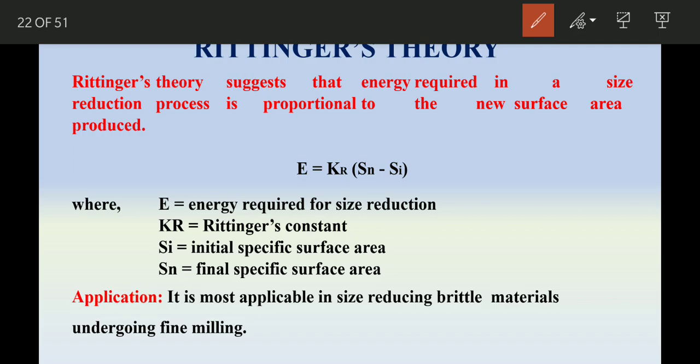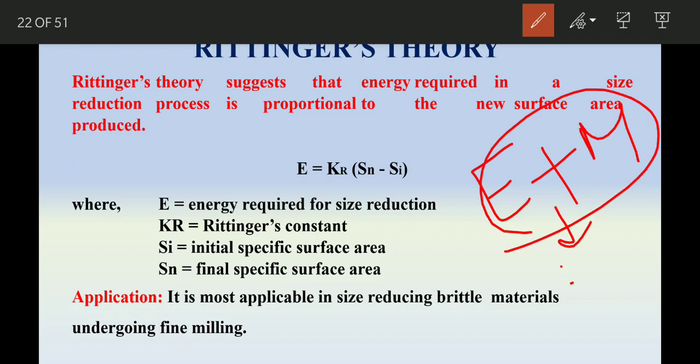In size reduction, you know very well that you require some kind of energy to reduce the size of a material. When these two things are there, then you can get the size reduction. Kr is Rittinger's constant, Si is the initial specific surface area of the material, and Sn is the final specific surface area. What is the application? It is most applicable in size reducing brittle material undergoing fine milling. So for fine milling or for reducing the size of brittle material, we use Rittinger's theory.